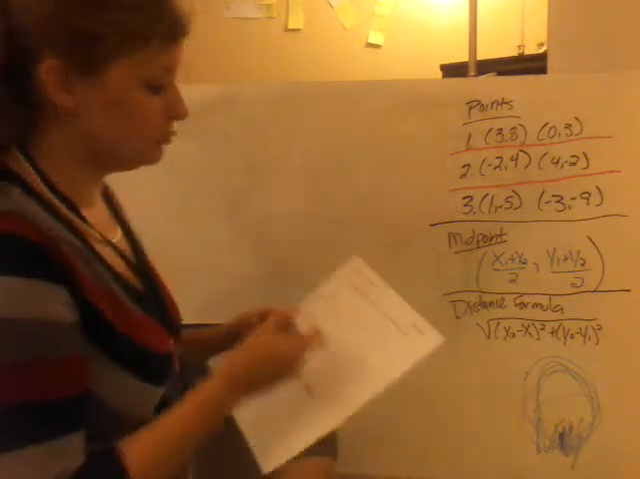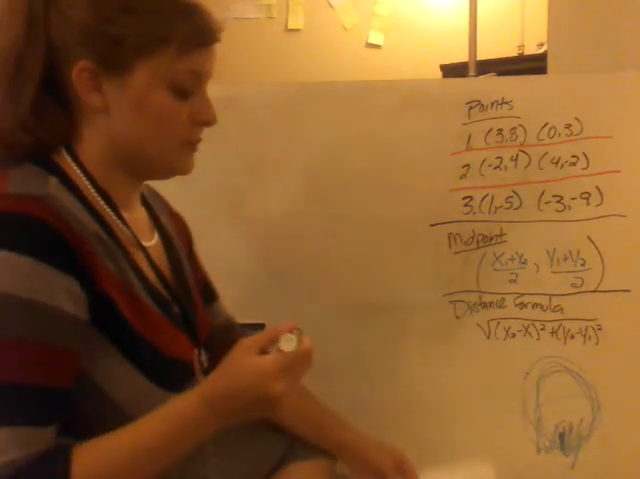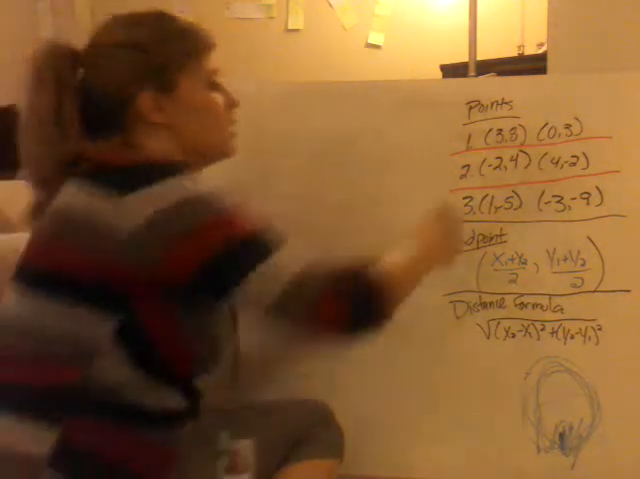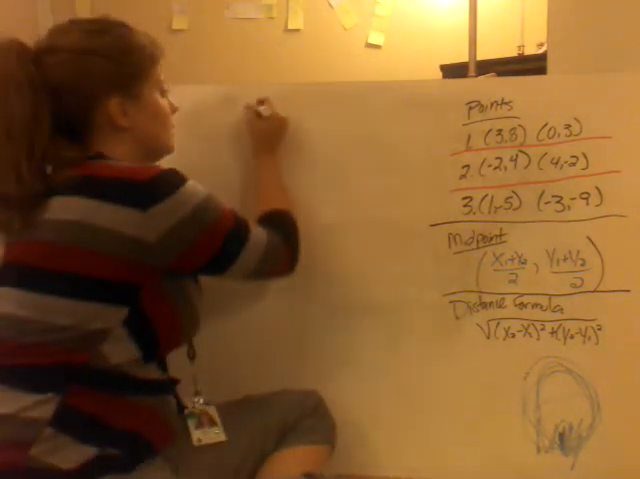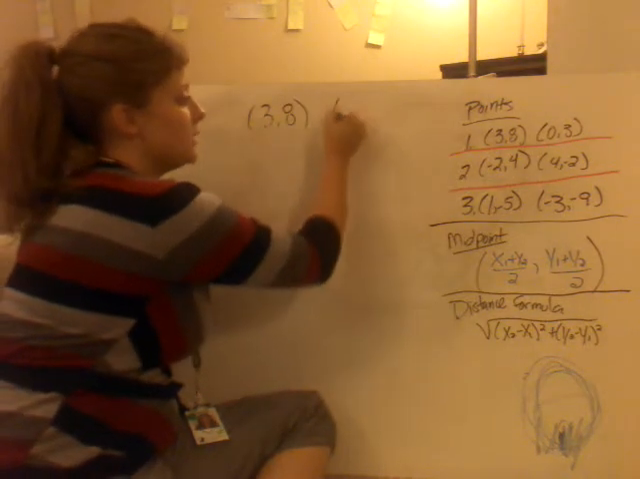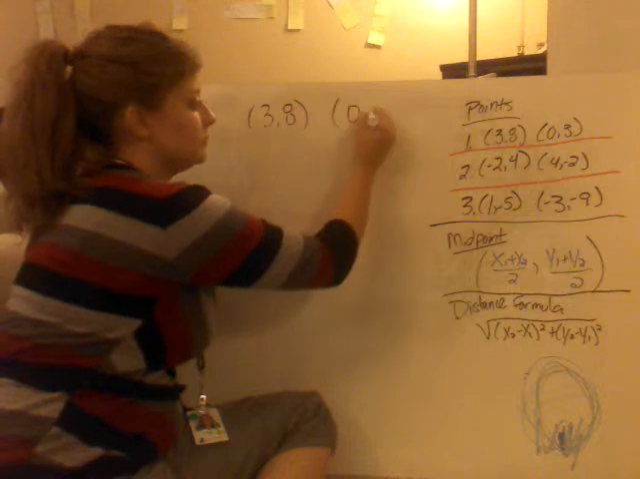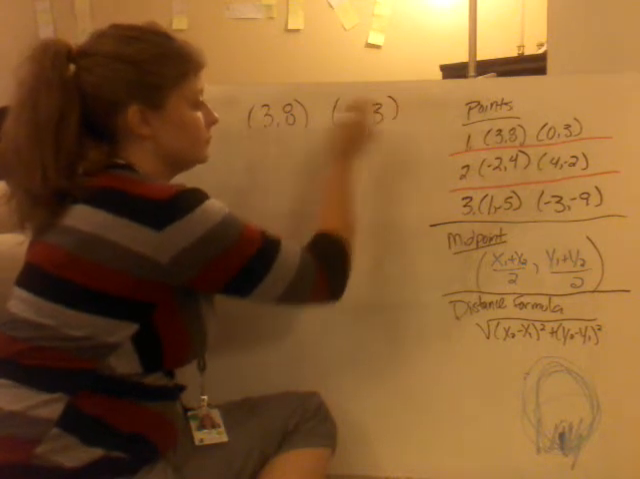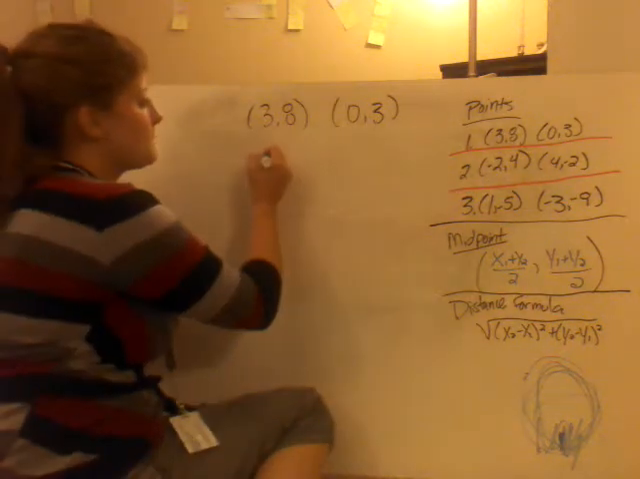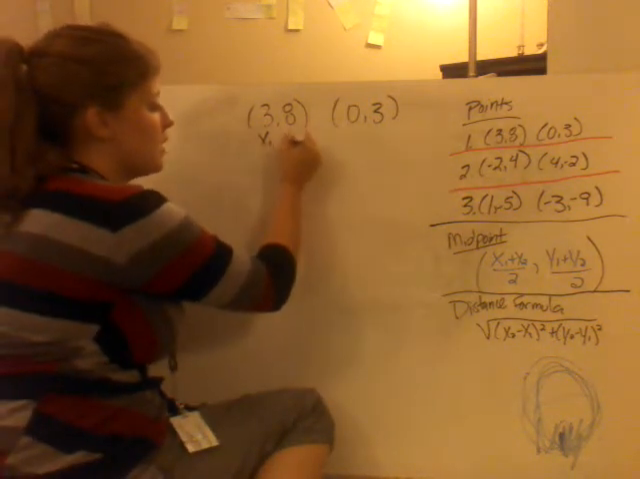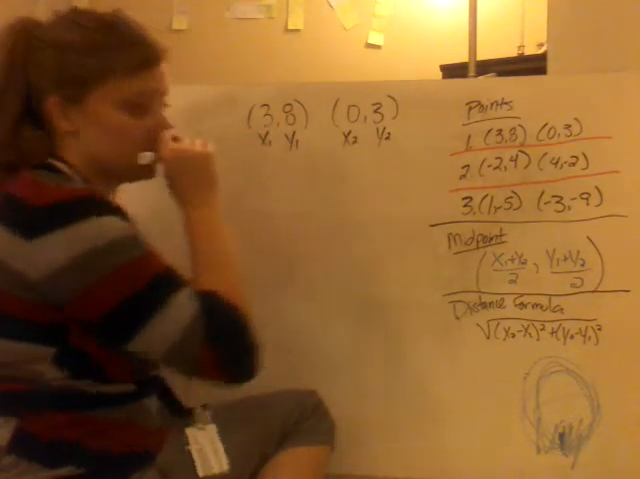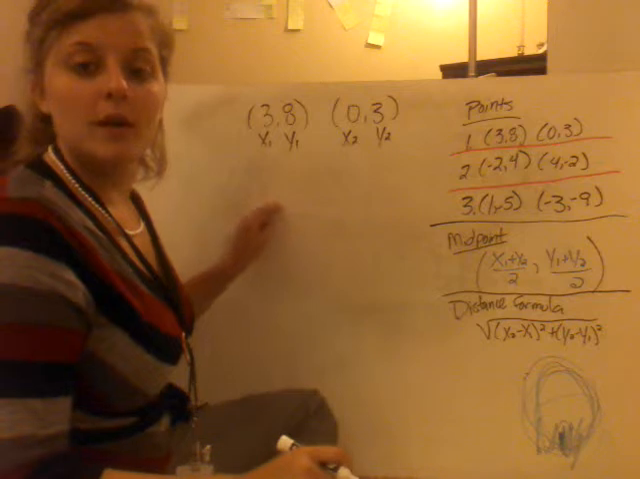Here we go. Alright, so the first one has 2 points. The first point is 3/8. The second point is 0.3. Alright, so we're going to start with the midpoint formula. We're going to label this x1, y1, x2, y2. It doesn't matter which one is which. Just pick one and stick with that one.